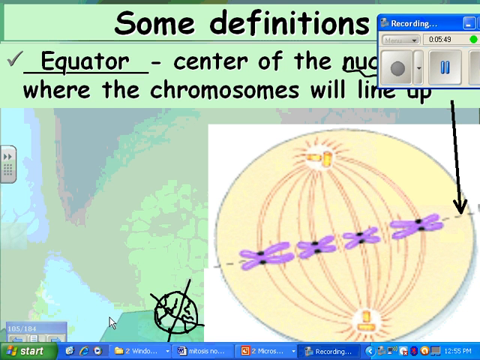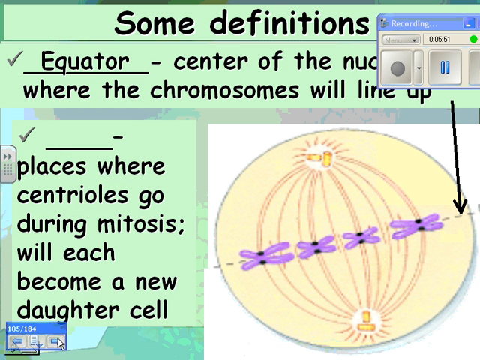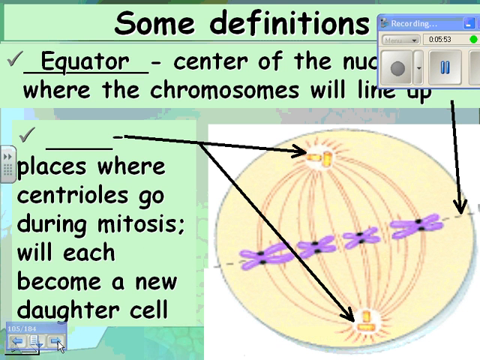And then you also have poles at either end. So the poles are places where centrioles go during mitosis. Each will become a new daughter cell. So it's the opposite ends of the nucleus, which is just disintegrating by then.